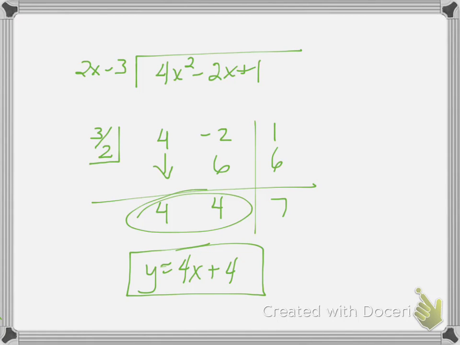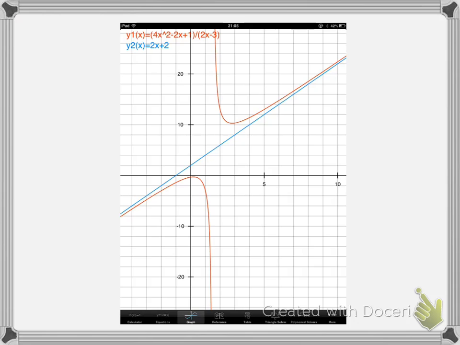So how do I know that this is correct? Well, take a look at the graph. There's the graph, and there's the actual slant asymptote. Fits perfectly. So hopefully this video has been helpful. Just a quick review on rational functions and all 3 types of asymptotes: vertical, horizontal, and slant.